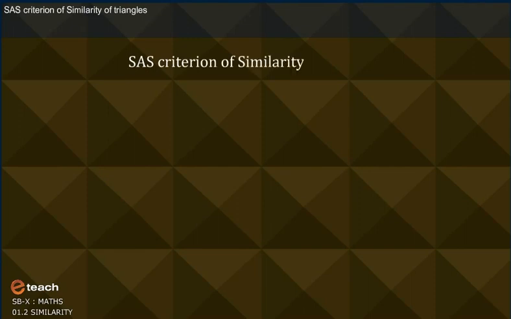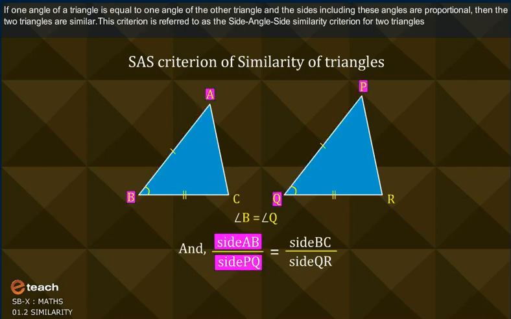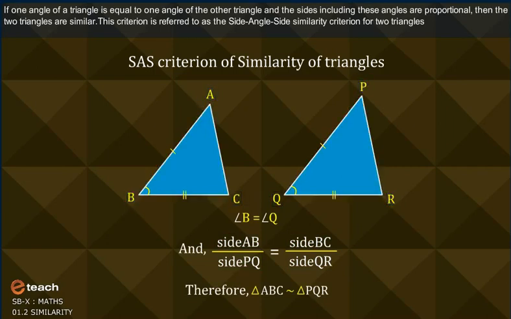SAS criterion of similarity of triangles. If one angle of a triangle is equal to one angle of the other triangle and the sides including these angles are proportional, then the two triangles are similar. This criterion is referred to as side-angle-side similarity criterion for two triangles.